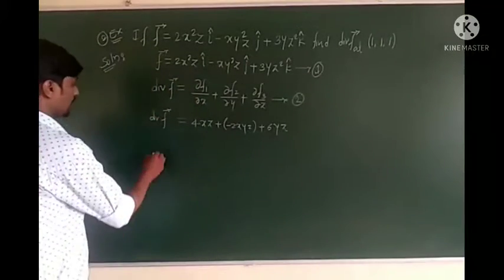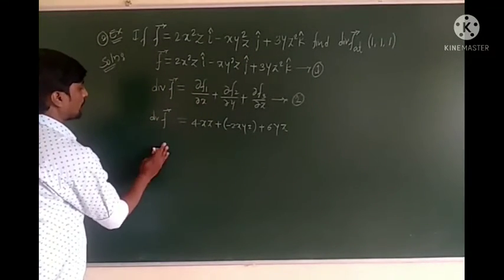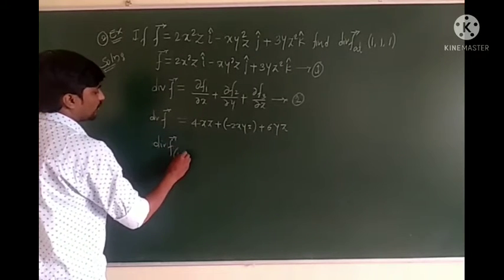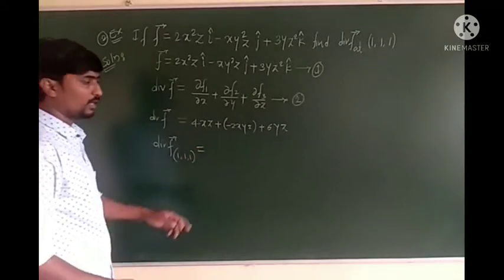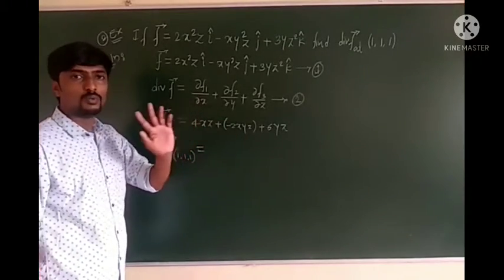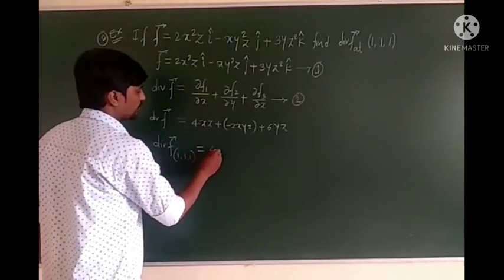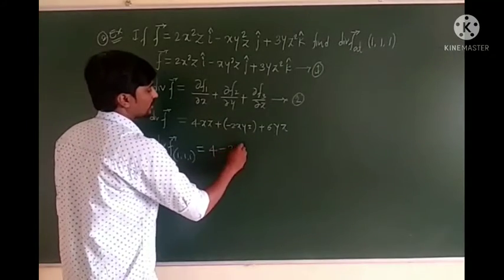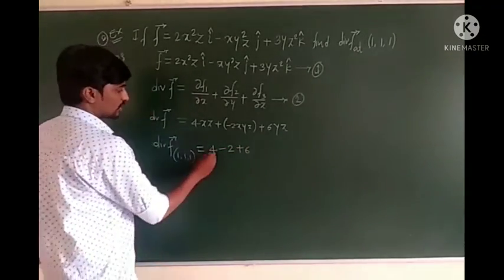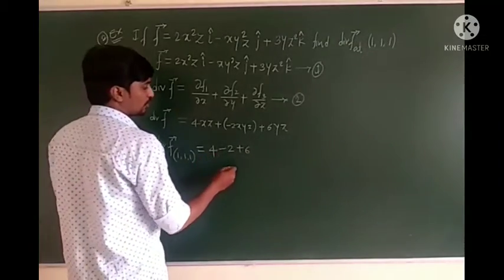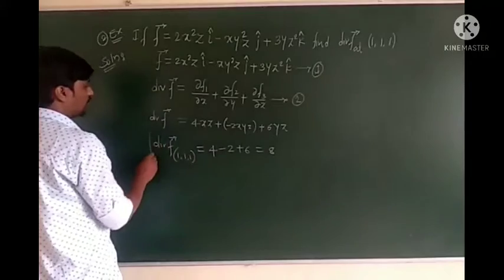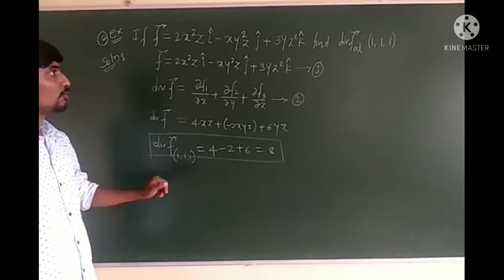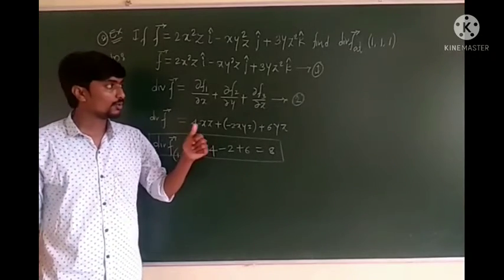So now put the values. The divergence of the vector f at (1, 1, 1) means we substitute the values of x, y, z as 1 here. Now 1 into 1 is 1, 4 into 1 is 4, minus into plus is minus, and 2 into 3 is 6. So 6 plus 4 is 10, and 10 minus 2 is equal to 8. So this is the divergence of the vector function at (1, 1, 1). I hope you understood the example. Please note down the example.